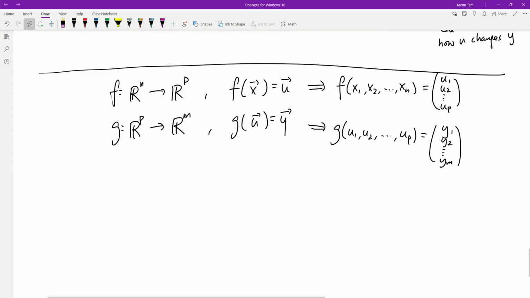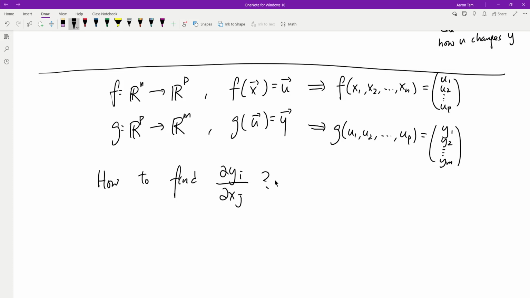What if I want to find a single variable x sub something and how it affects a single y variable, meaning the following. How to find dy sub i over dx sub j. What if I want to find how one of the x variables changes one of the y variables? How should we actually calculate this? Well, the answer is simple. We use chain rule.